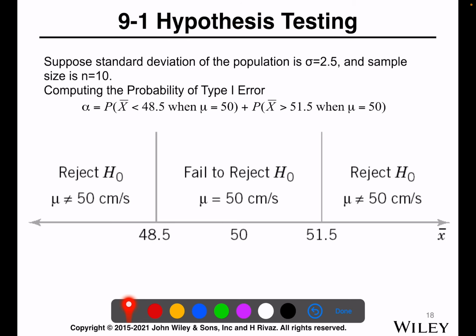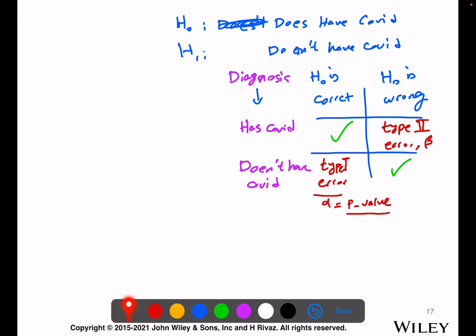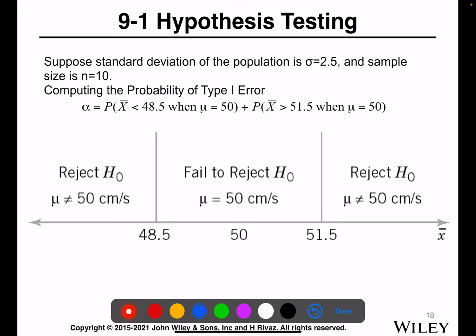All right. So let's go back to the question. The standard deviation of the population is 2.5 and the sample size is 10. We want to compute the probability of type 1 error, meaning that we reject the null hypothesis by mistake. What does that mean? It means that my true mean is somewhere here. So this is my true mean, and this is actually my population.